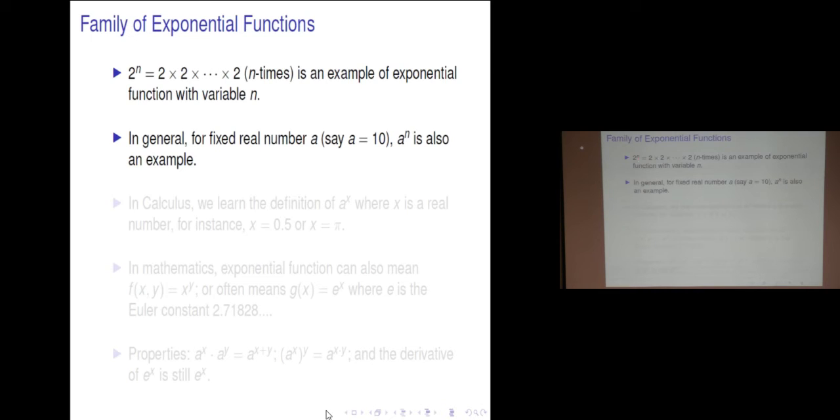Now, this 2 you can vary. You can change 2 to 4, to 7, or to 10. You can even change the 2 to a real number, for example, to the square root of 2 or something. So you can change the base. So a to the n is also an exponential function, right?